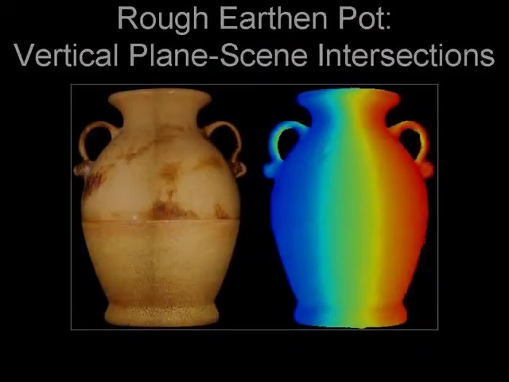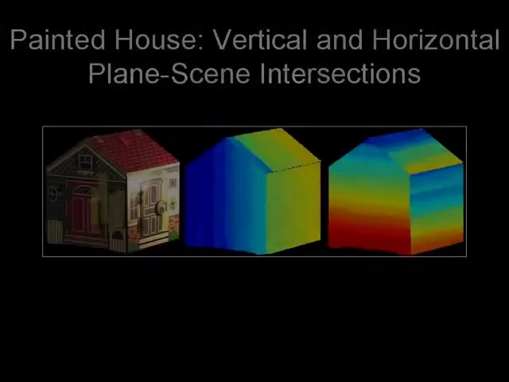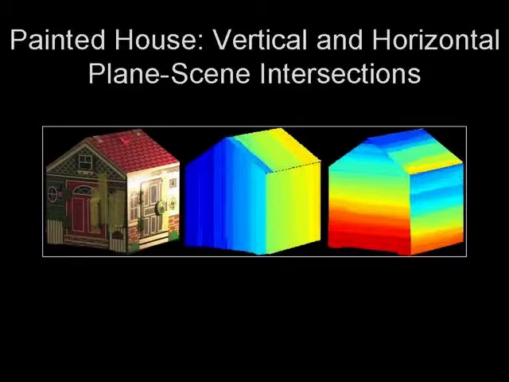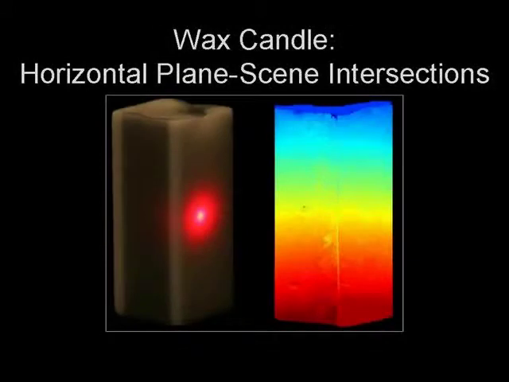We now show results for more complex objects. Here we have a rough earthenware pot. Our method performs well both when the scene is glossy, such as this painted house, and when the specularities are sharp, such as this metal office desk. Here we show a wax candle illuminated by a laser pointer, showing subsurface scattering. We still detect plane-scene intersections, despite the complex appearance of this object.